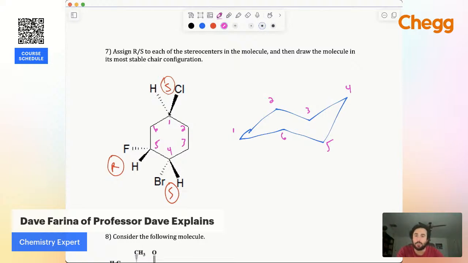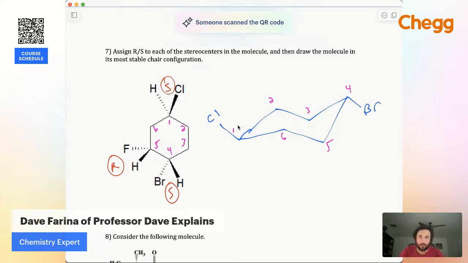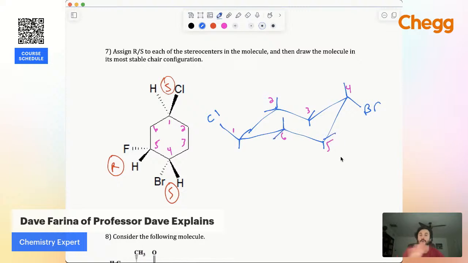So I'm saying that this is carbon 1 and we've got chlorine up. Now, if we go around to carbon 4, we've got bromine down. Right? If the wedge is up, so this has to be the equatorial position, right? In fact, why don't we just go ahead and draw all of the bond angles? So those are all the places that substituents can go.